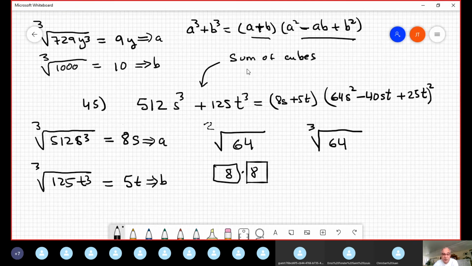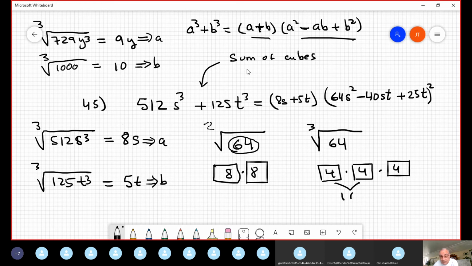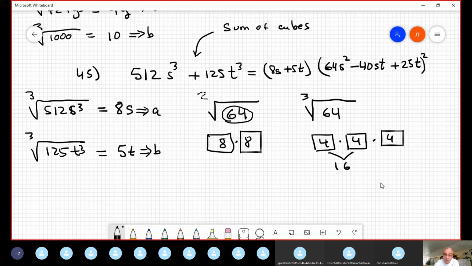You need to find two numbers that multiply each other to give me the number inside the radical. It's 64. In this case, no. You need to find three numbers that multiply to give me 64. And the answer is 4. 4 times 4 times 4, because 4 times 4 is 16, and 16 times 4 is 64. Do you understand the difference?